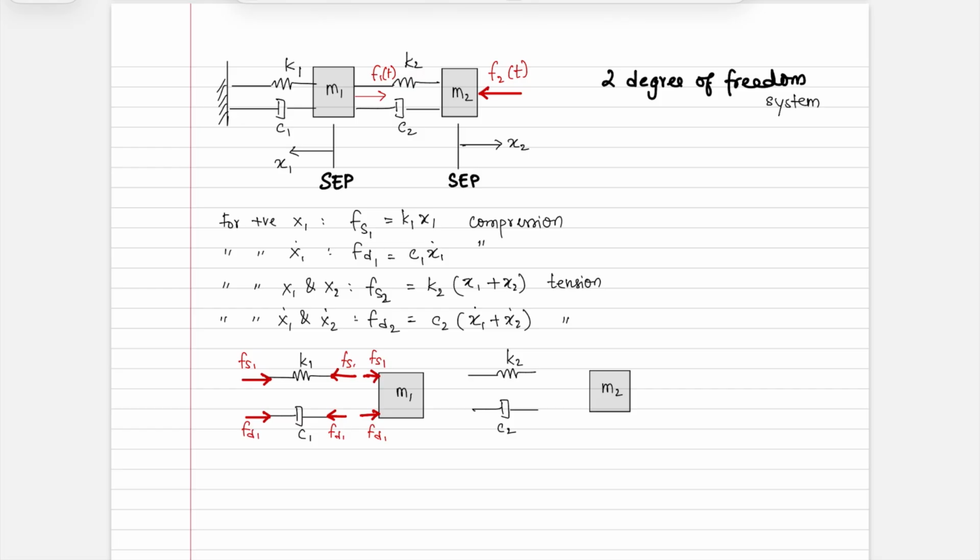For this spring, it is in tension. And this one is also in tension. You see how I'm immediately able to capture all the reaction forces as well. It says FS2, FS2, FS2, FS2, FD2, FD2, FD2, FD2. We've captured all of the forces.